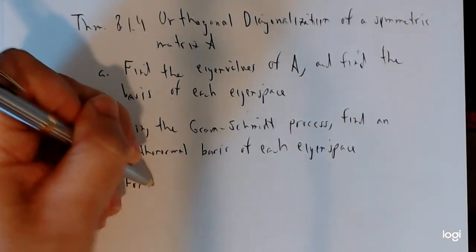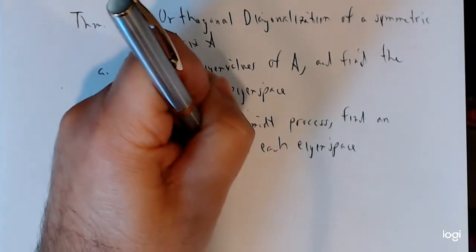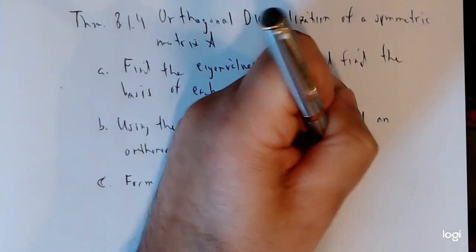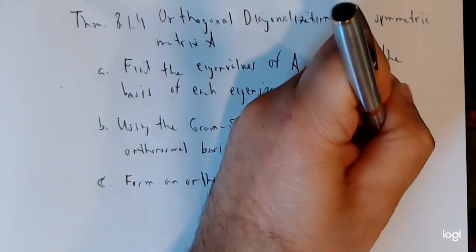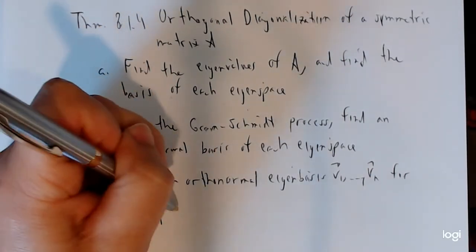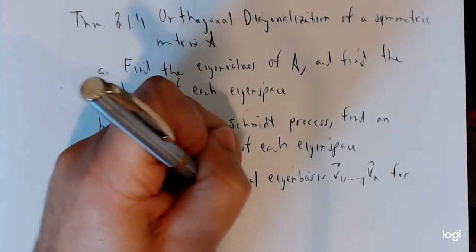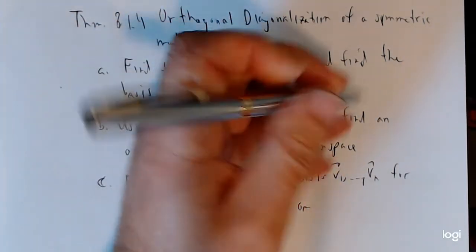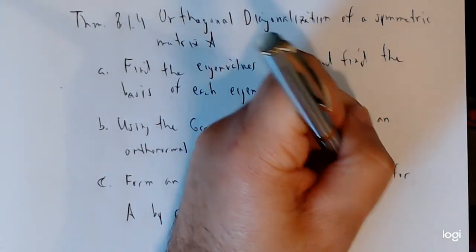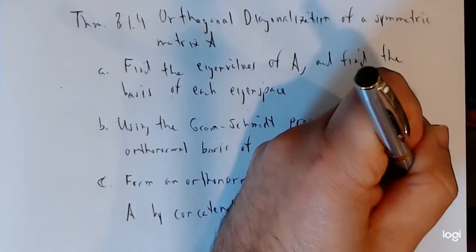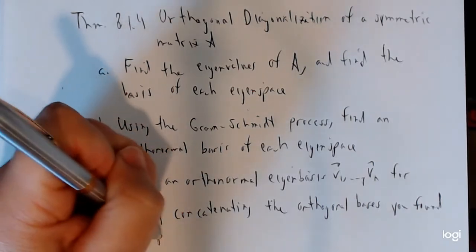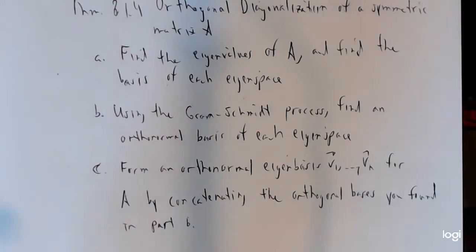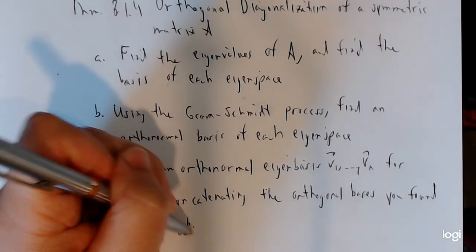So we can form an orthonormal eigenbasis v sub 1 all the way to v sub n for A by concatenating the orthogonal bases you found in part B. Or in other words, in fact, A and B, right? It's kind of like we're putting all the eigenvectors together.